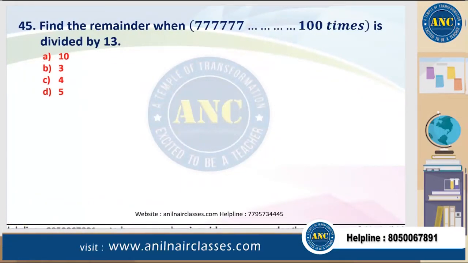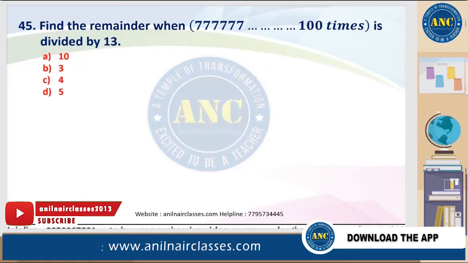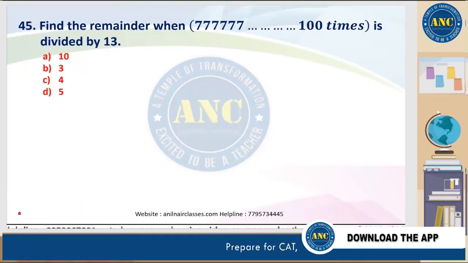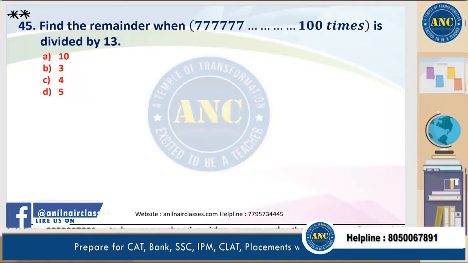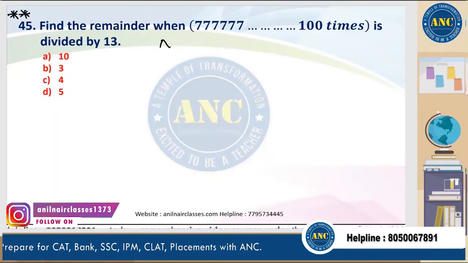Find the remainder when 777 written 100 times is divided by 13. Now, please put a star mark on this point. Note.